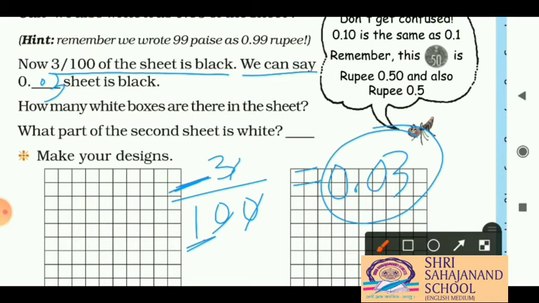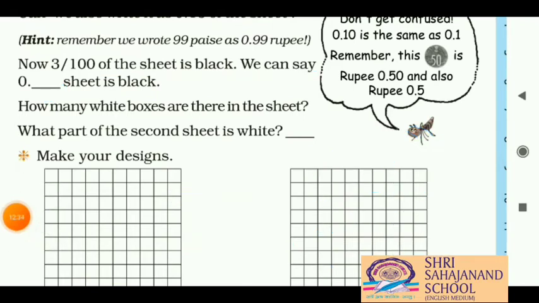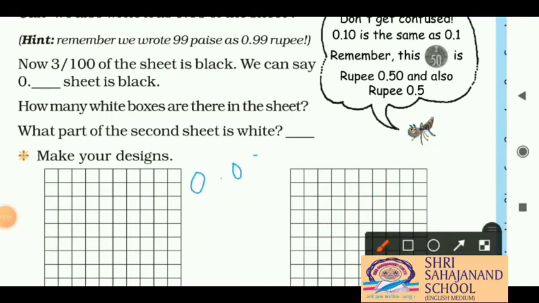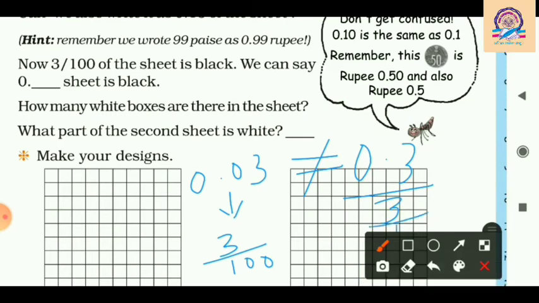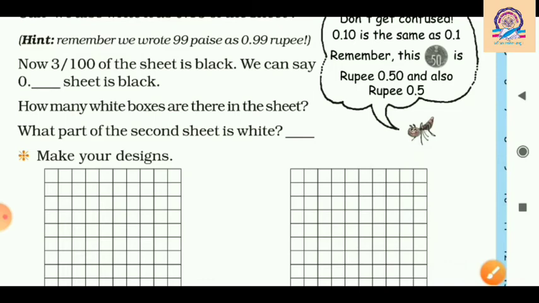Okay, don't write it as 0.3. Both are not equal. Let me write it once again. 0.03 is not equal to 0.3 because both have their own values. 0.03 means 3 upon 100, and 0.3 you can also write as 3 upon 10. So in this way both are different, so don't make a mistake.